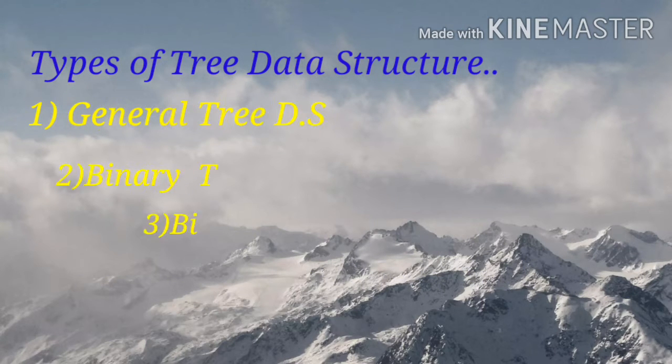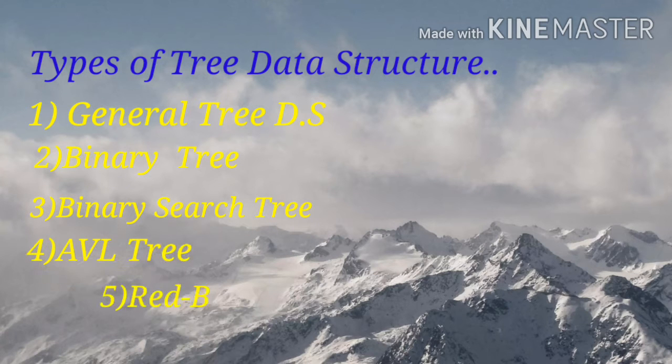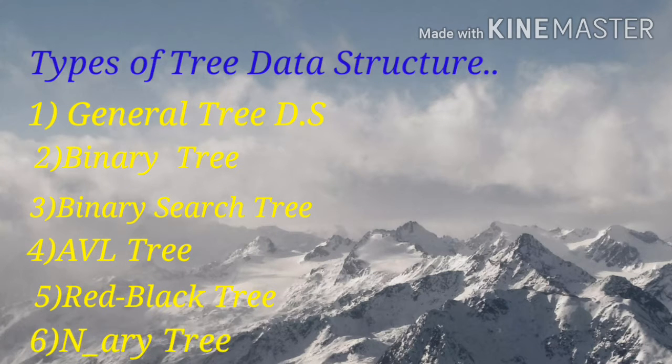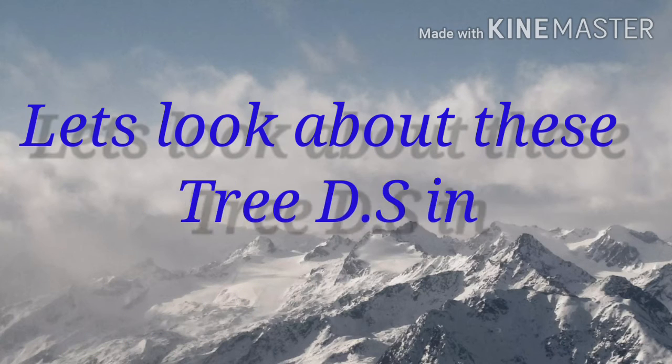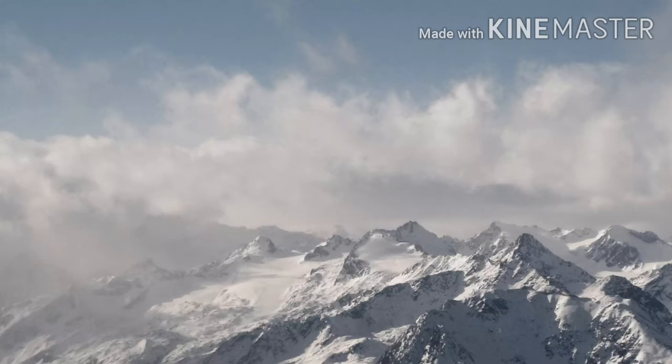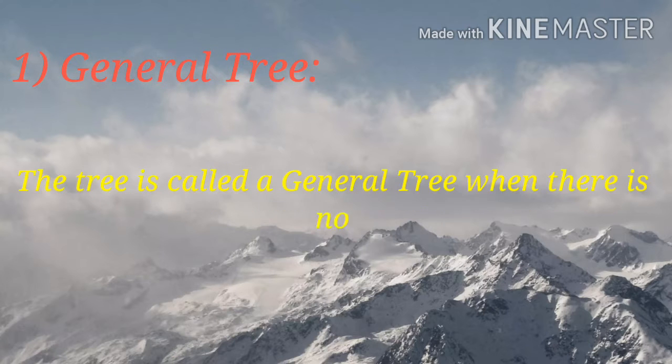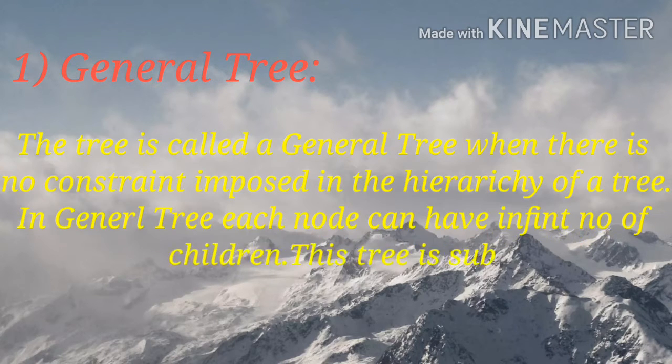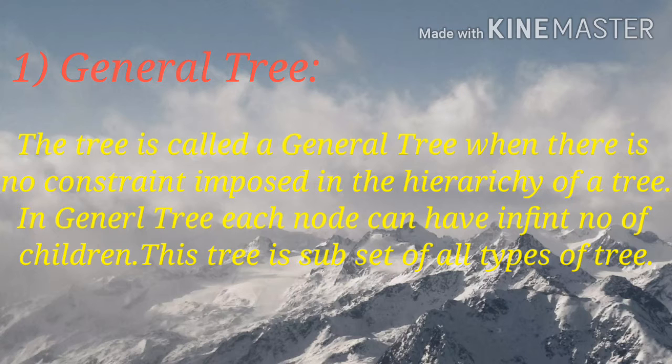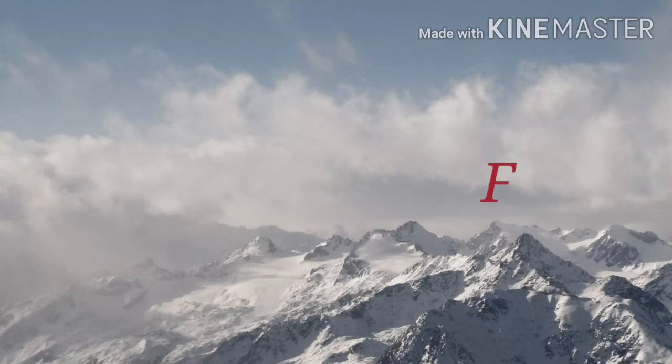General tree, binary tree, binary search tree, AVL tree, red-black tree. Let's look at these trees in brief. General tree. The tree is called a general tree when there is no constraint imposed on the hierarchy of a tree. In a general tree, each node can have an infinite number of children. This tree is a superset of all types of tree.